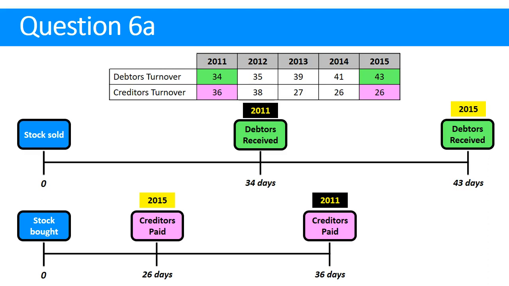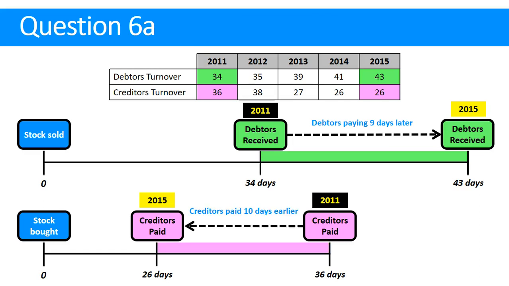So what does all this information tell us? Well, basically, debtors are now paying us 9 days later, which is not good. Now, we are paying our creditors 10 days earlier, which could be a good trend, could be a bad trend. We could have happy creditors and be getting discounts. But we're not asked to comment on that here. We're just asked to explain, how do these two ratios explain the cash shortage?